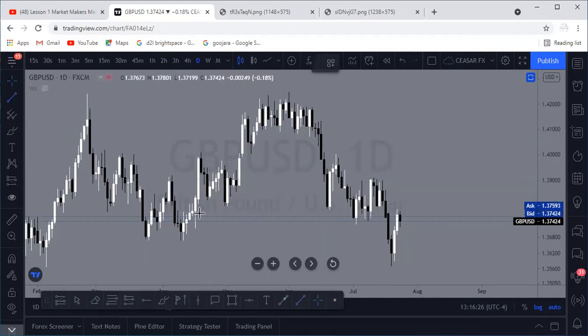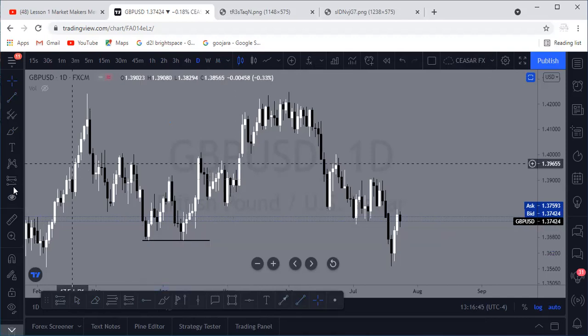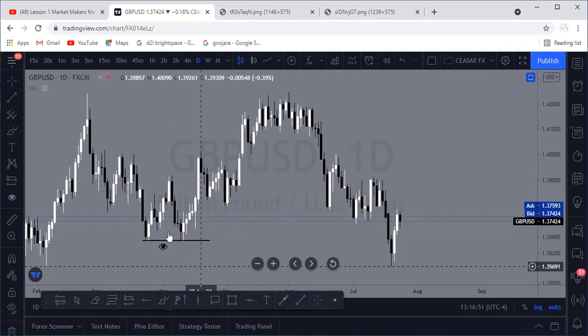There was this thing here. There was this one here. There was this double bottom which was here, meaning there was a pool of liquidity below this double bottom. This is another one. This is another W pattern.